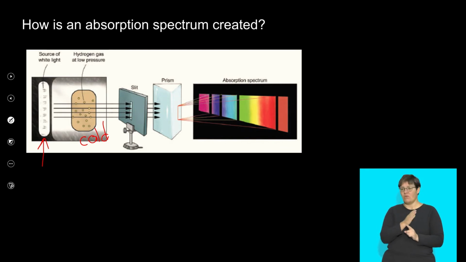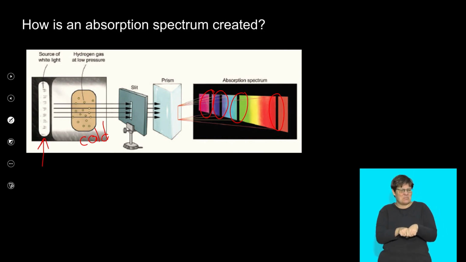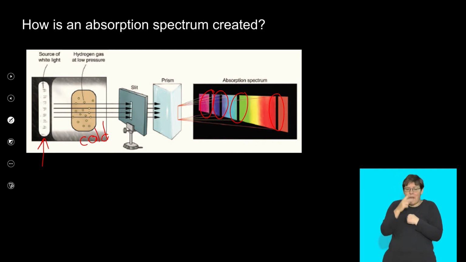Then it goes through the slit like we did before. It goes through a prism, but now this is the difference. Because the white light, which is the source of the energy, goes through a cold gas, that cold gas absorbs the energy. So it keeps some of these frequencies, and then we get the black lines. So it's almost like a filter, okay? It absorbs some of the colors and the rest it lets through. But like with the emission spectrums, this is unique.